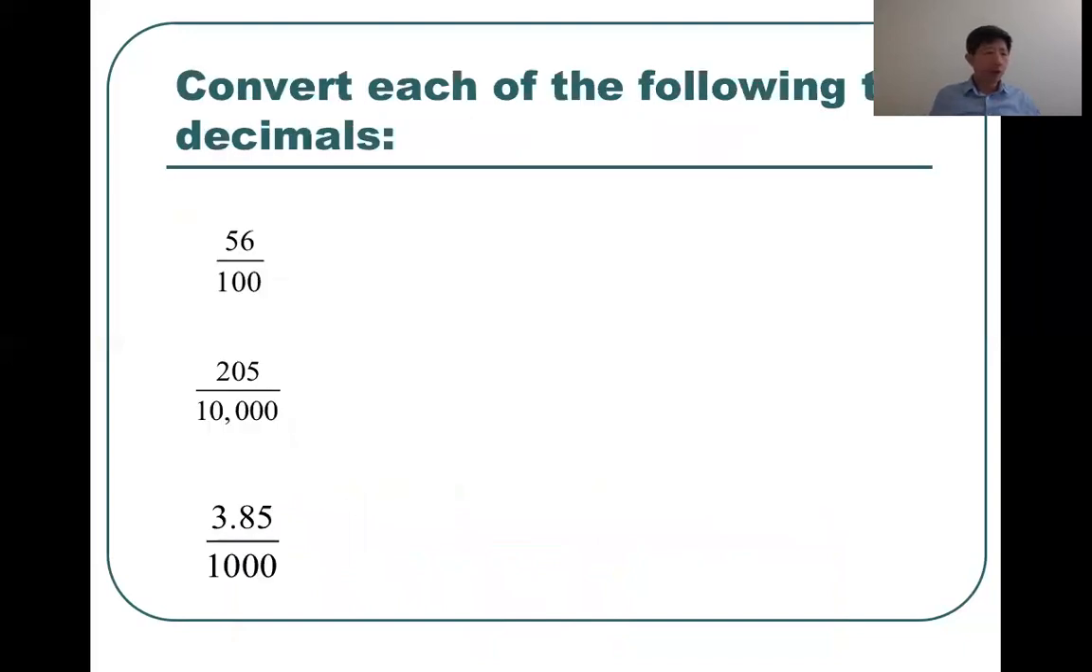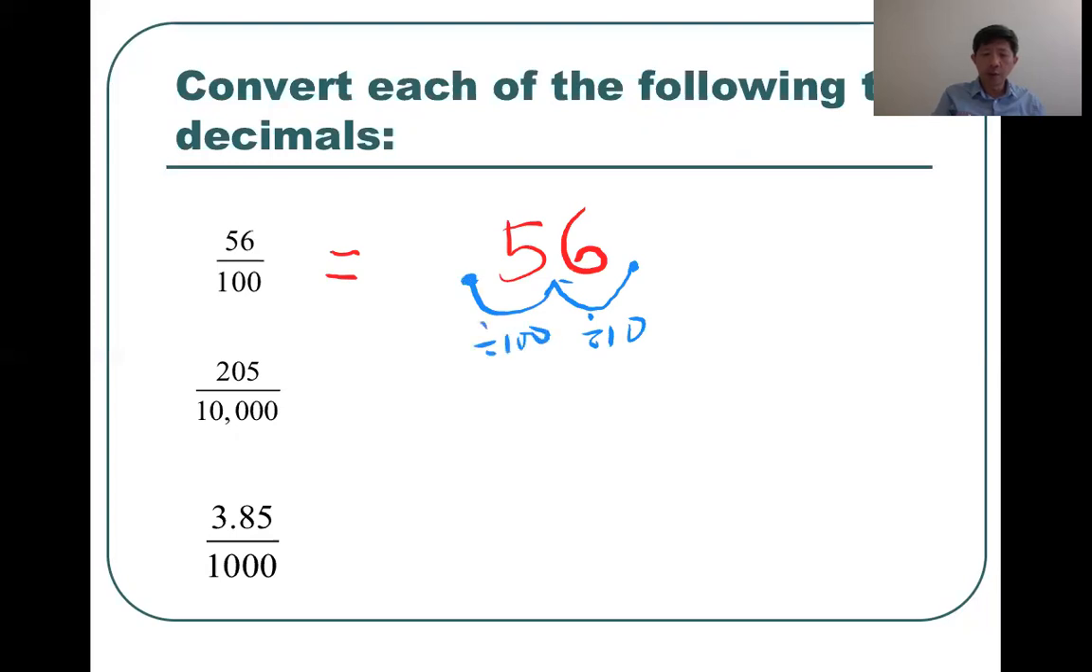Convert each of the following to decimal. Convert this to decimal. So 56 over 100, right? So therefore, we can find it now, convert this. Actually, we can put on the 56 there first, right? Now decimal, 56 decimal is right here, right? Divided by 10, divided by 100 there. So actually the answer is 0.56.